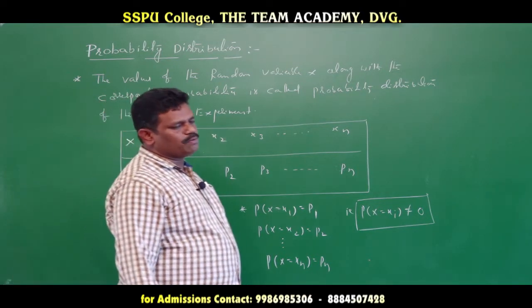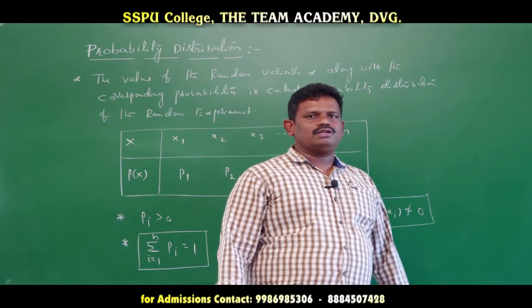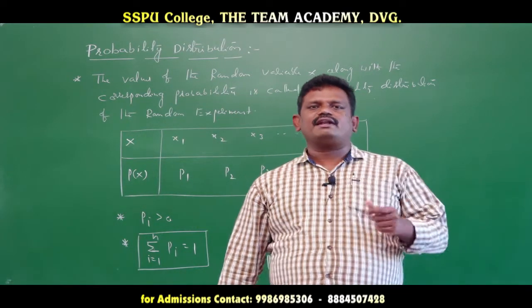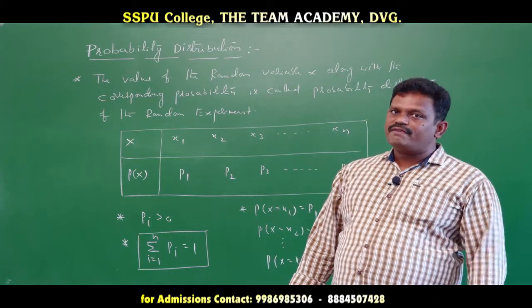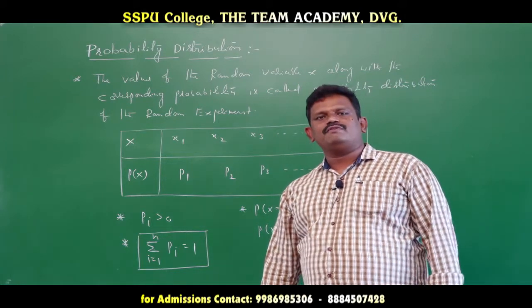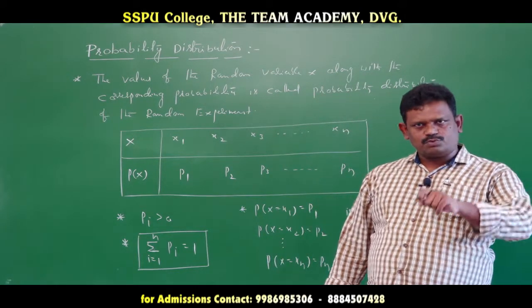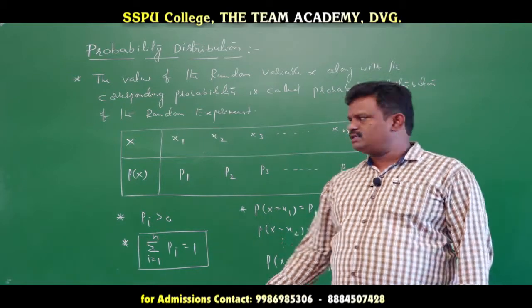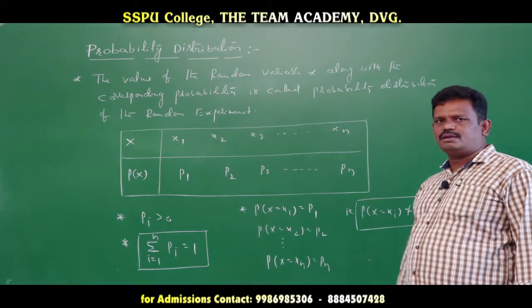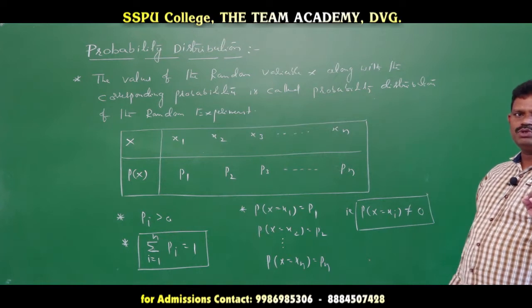Just remember one point: how do we construct a probability distribution table? For the given random experiment, a random variable is given. First we find that random variable's possible values, then we find the corresponding probabilities, and we construct a table like this. That table represents the probability distribution table.